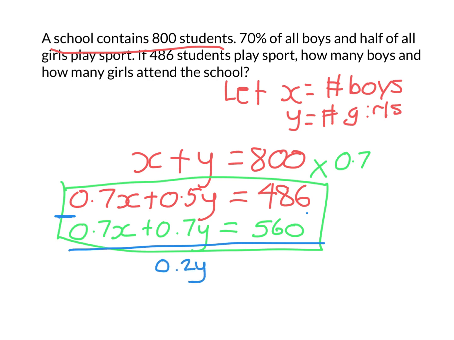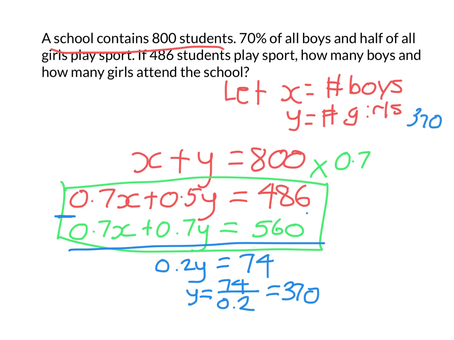It doesn't matter if I do top minus bottom or bottom minus top. So I've just gone bottom minus top. 0.7x minus 0.7x, 0.7y minus 0.5y. So of course then I have to do 560 minus 486, which is of course 74. So now I need to get y by itself. I undo timesing by 0.2 by dividing by 0.2. So 74 divided by 0.2 turns out to be 370. There are 370 girls attending the school.